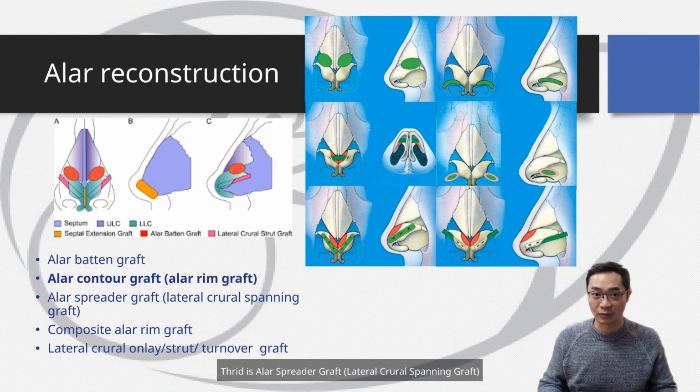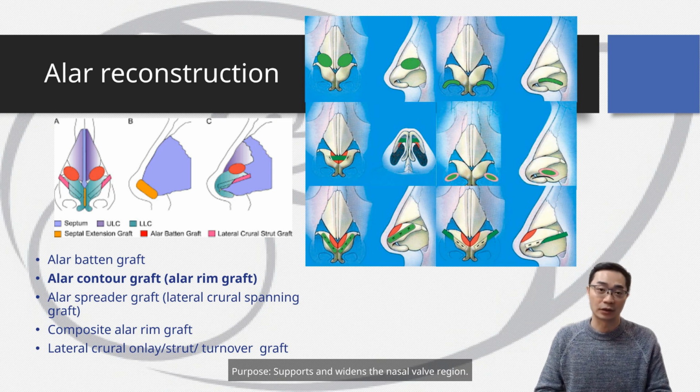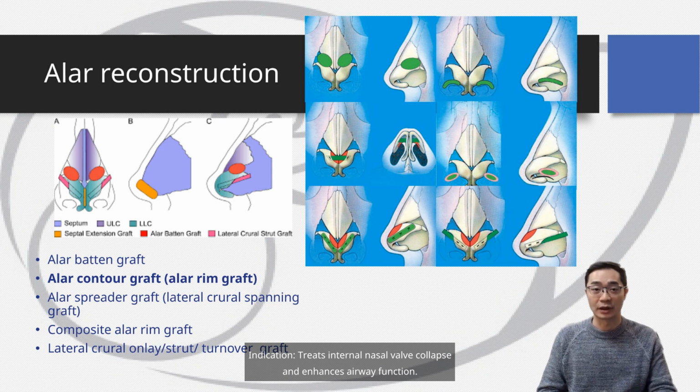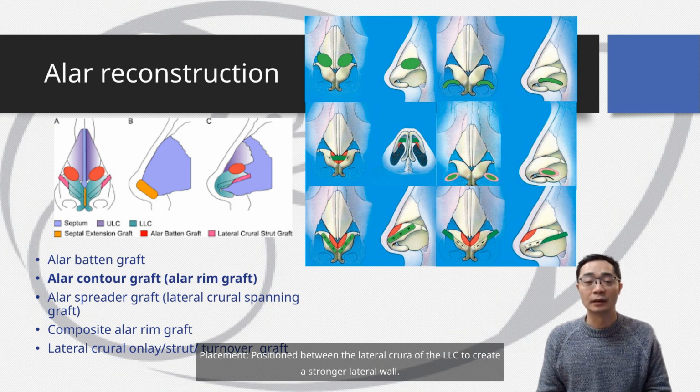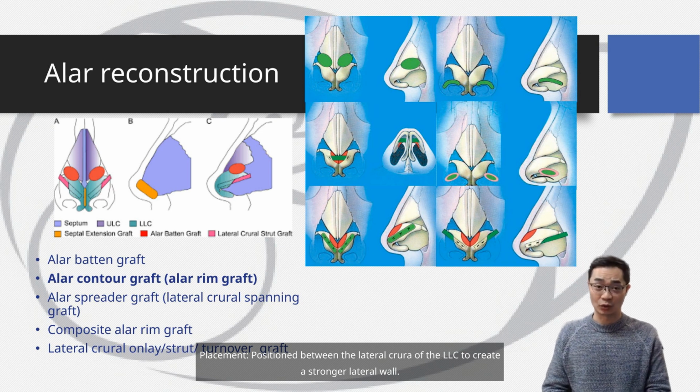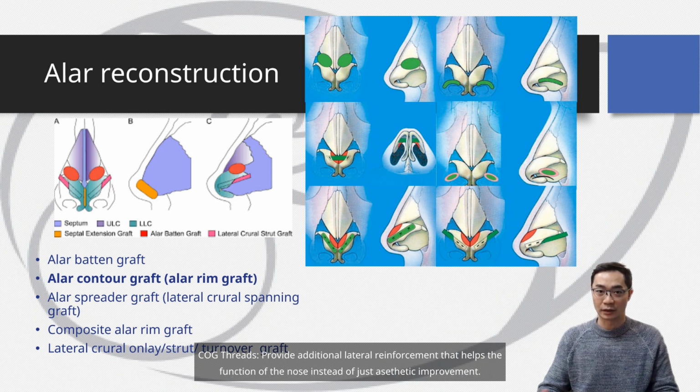Third is alar spreader graft, lateral crural spanning graft. Purpose: supports and widens the nasal valve region. Indication: treats internal nasal valve collapse and enhances airway function. Placement: positioned between the lateral crura of the LLC to create a stronger lateral wall. COG threads provide additional lateral reinforcement that helps the function of the nose instead of just aesthetic improvement.